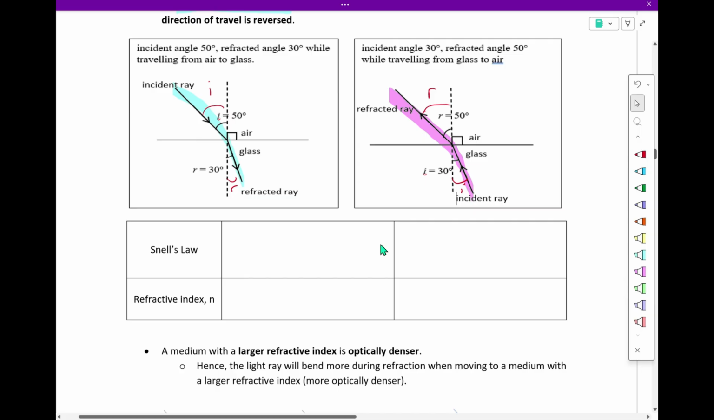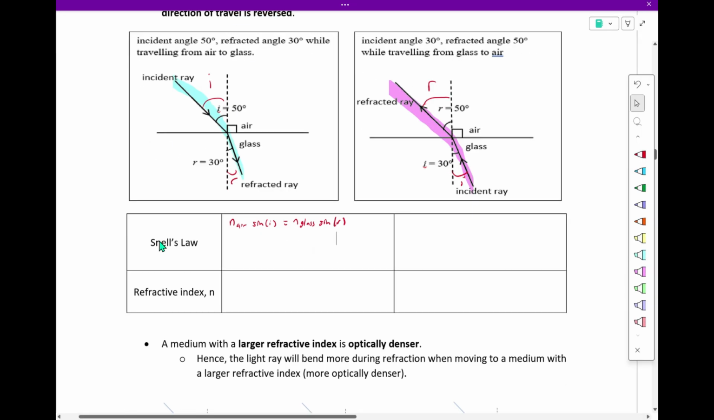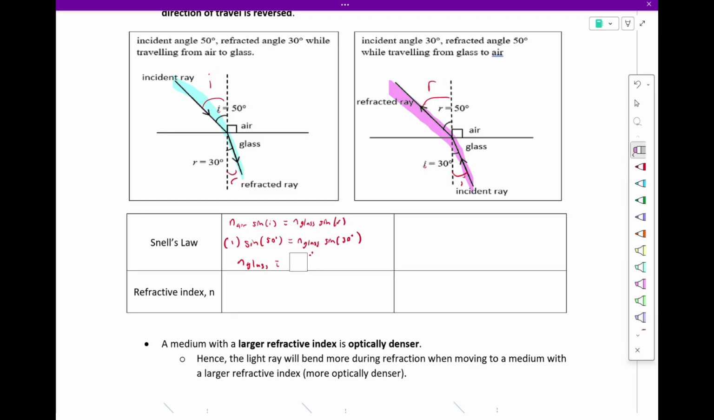So Snell's law. If I use Snell's law over here, I will notice I is in air, right? So I'll write N of air, sine I is N of glass, sine R. So if I have the values, the only troublesome part for Snell's law is that we need to memorize that air is 1, and sine I is therefore sine 50, right? And N of glass is what we're trying to solve for, and we have sine of 30 degrees. So when you try to solve for N of glass, you end up with sine 50 over sine 30.